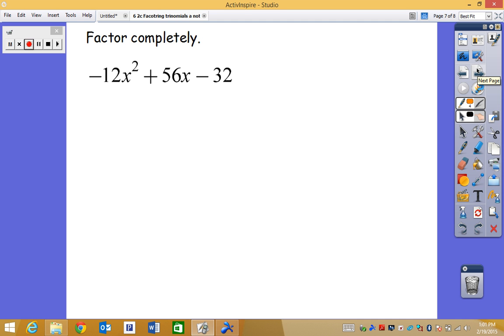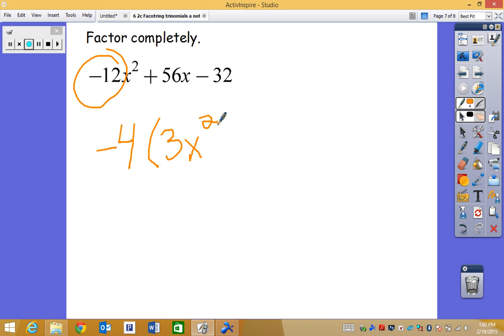All right, one more example. This time, you'll have a greatest common factor, and remember, this a cannot be negative, and so you have to take out the greatest common factor, and you have to make that greatest common factor negative. So let's go ahead and pull out a negative, let's see, it would be negative 4. And so that would leave us with 3x squared. And then 56 divided by 4.